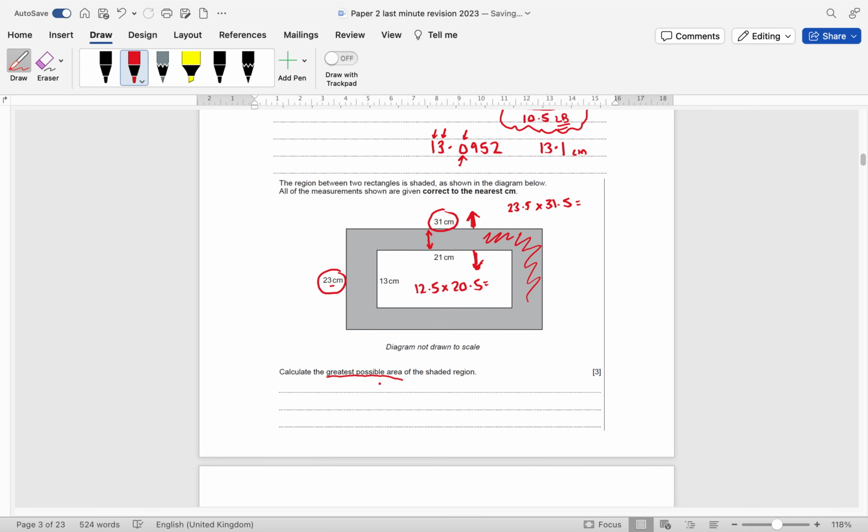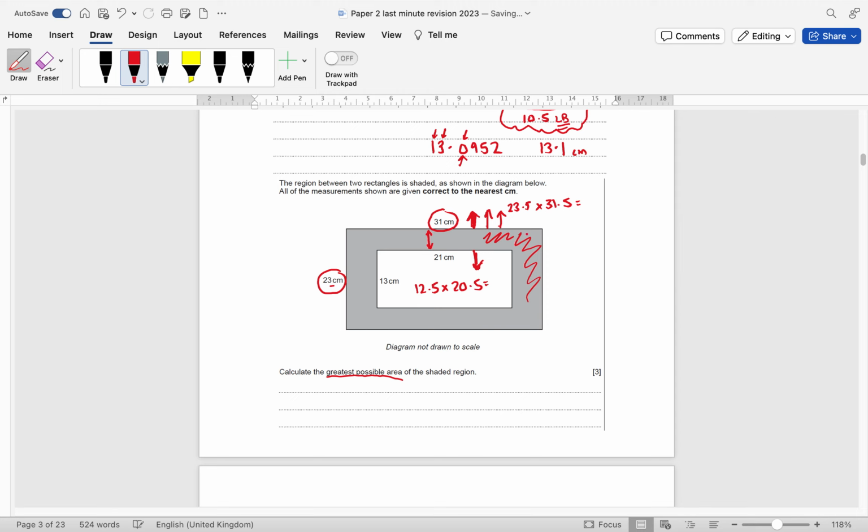Here we want the greatest possible area of the shaded region. All measurements are correct to the nearest centimetre. So what I've done here is, to maximise the shaded region, and this is what these arrows are showing here, I want the outside rectangle to be as big as possible. So I've used the upper bounds for the area, 23.5 times 31.5.